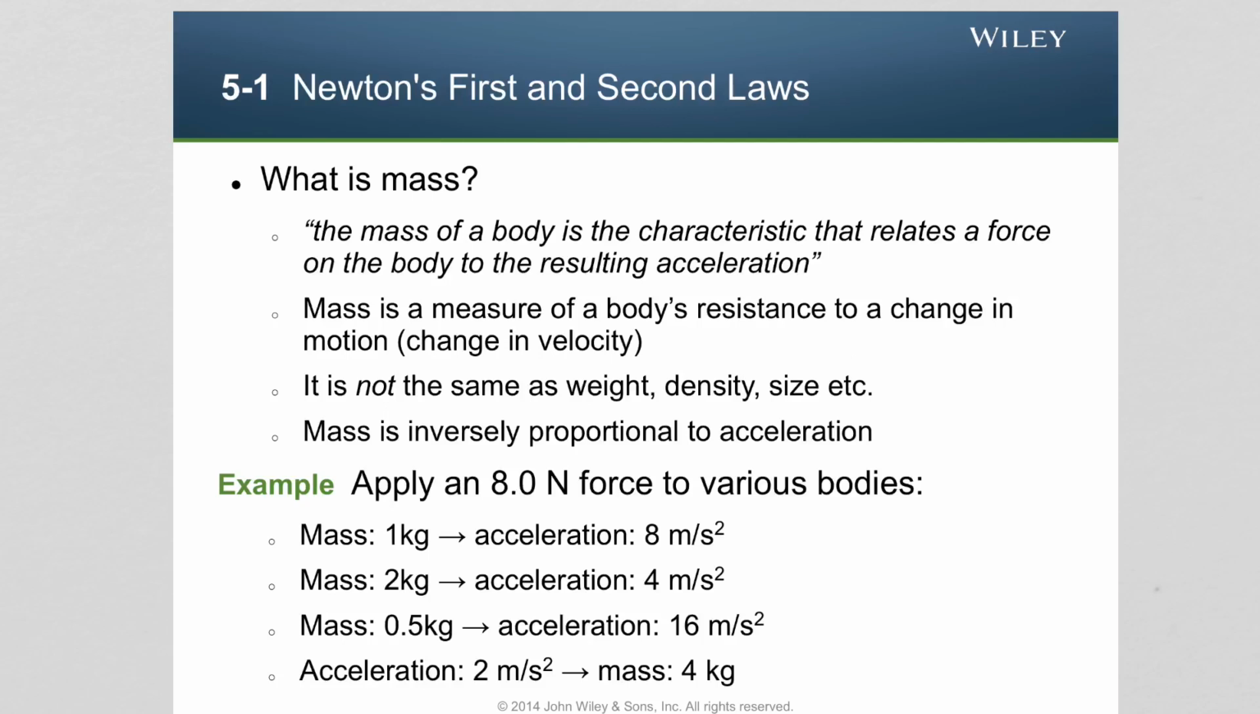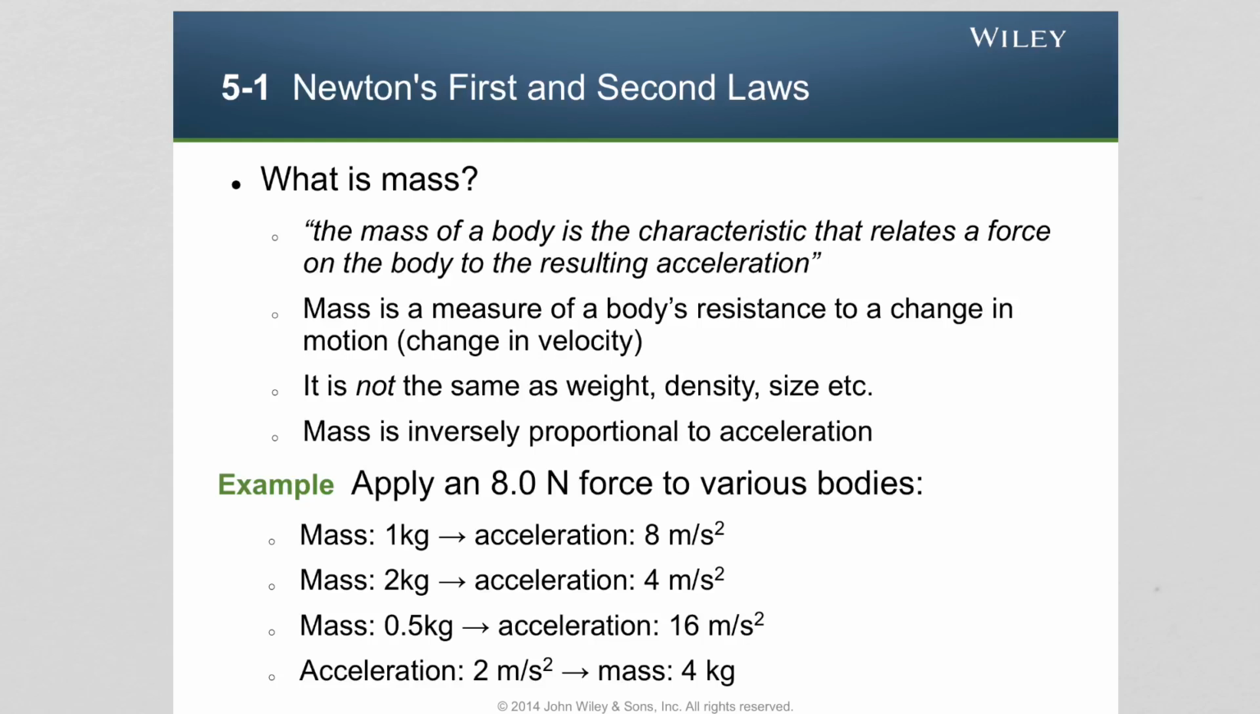And this can only be felt when the reference frame is accelerating. So the car is accelerating as it's taking the turn. And so what you're feeling is a force that doesn't really exist. That's why Newton's laws are not valid in non-inertial reference frames.